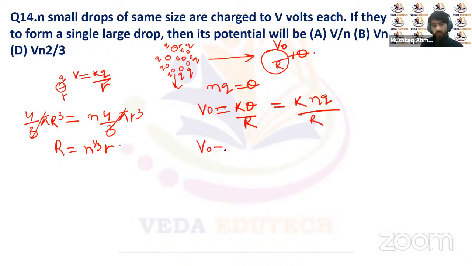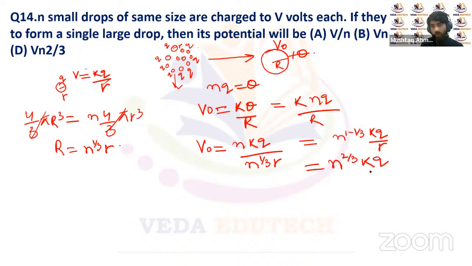The value of this radius R is given as n to the power 1 by 3 into r. That's equal to n to the power 1 minus 1 upon 3, so this will be equal to n to the power 2 by 3 times kq upon r. This will be the potential on the bigger drop.